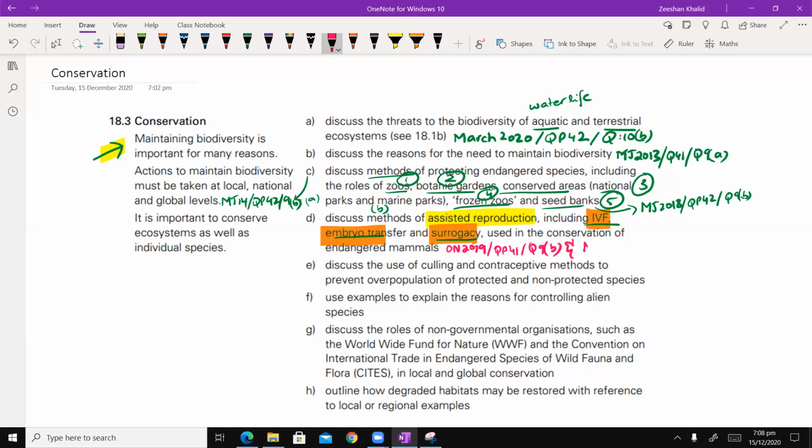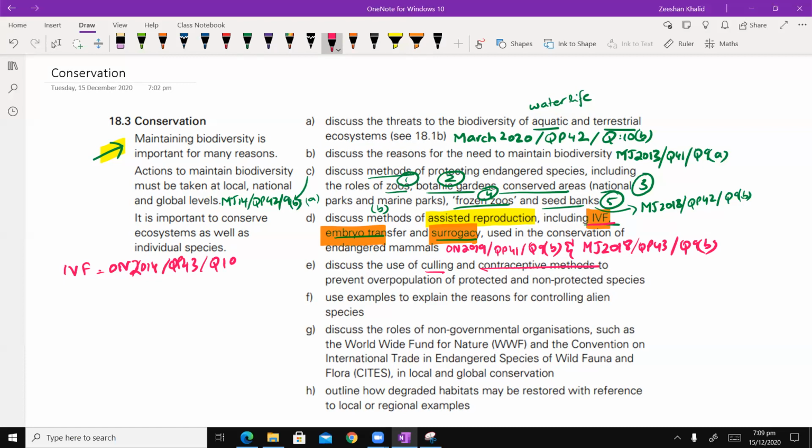And also you have May, June 2018, maybe a question has come. Question paper 4.3, question 9, part B. And then specifically for IVF, there is a question. IVF is this method, the first method that we saw. So it's October, November 2014. Okay, and this is question paper variant 4.3, and question number 10. Okay. Then, discuss the use of culling and contraceptive methods to prevent overpopulation or protected and overprotected.